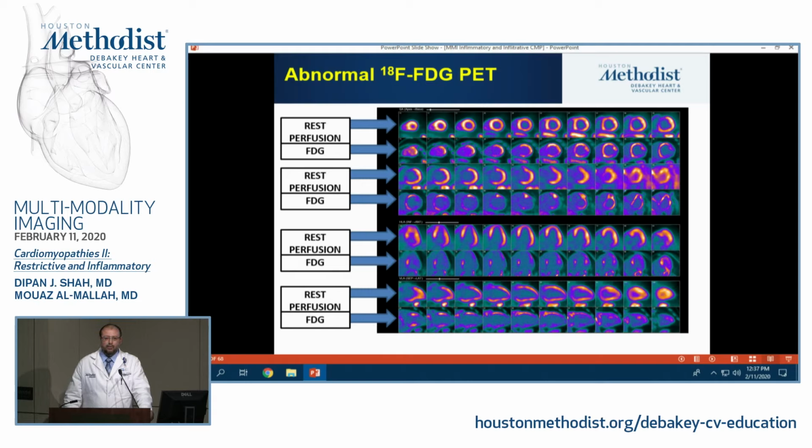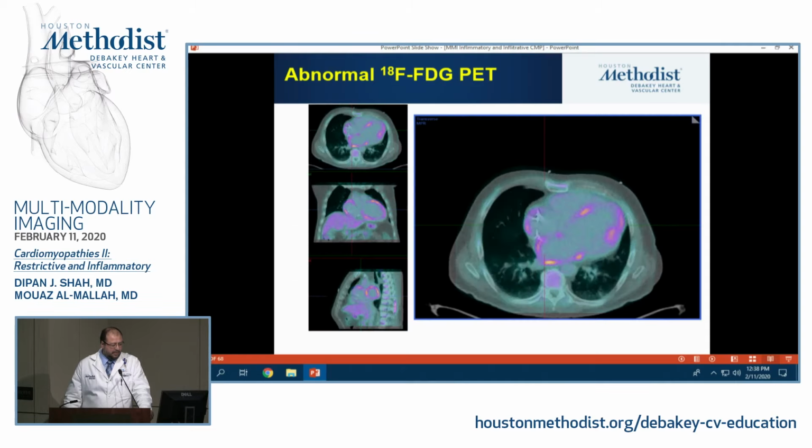Now, can I tell what type of inflammation this is? It's difficult for us to go more phenotypically beyond that. So our reports will say inflammatory cardiomyopathy, sarcoid could be it, but it also could be lupus. All the other inflammatory cardiomyopathies that Dipan just mentioned can give you a very similar picture.